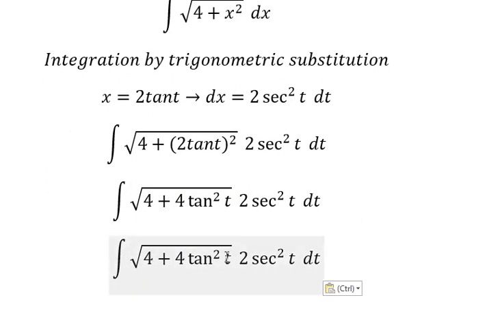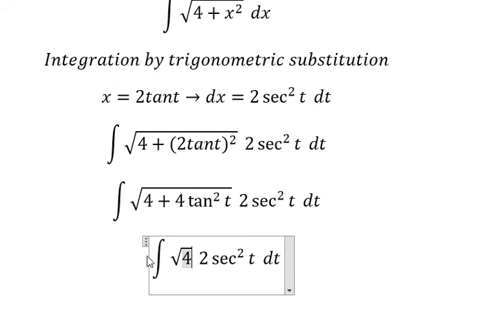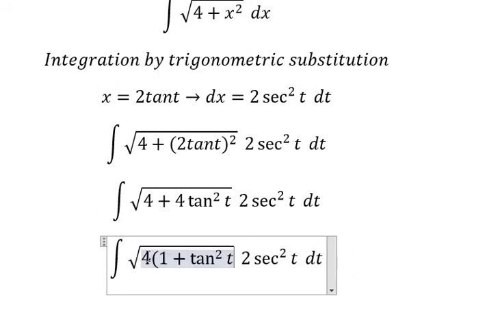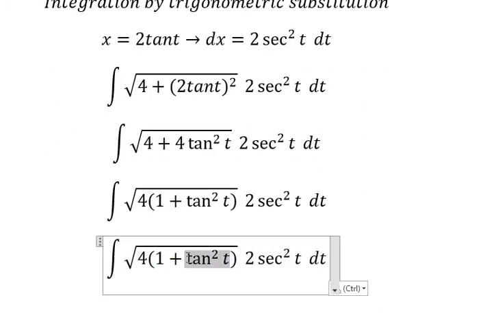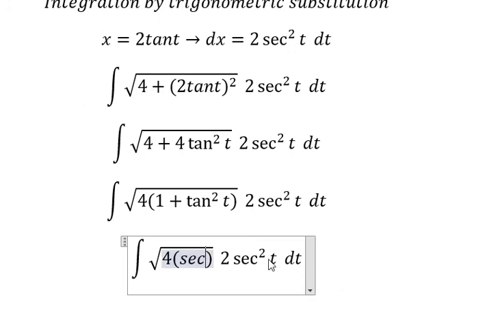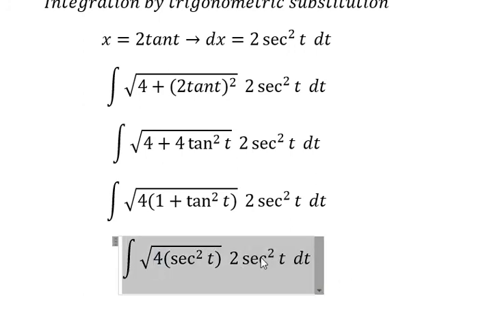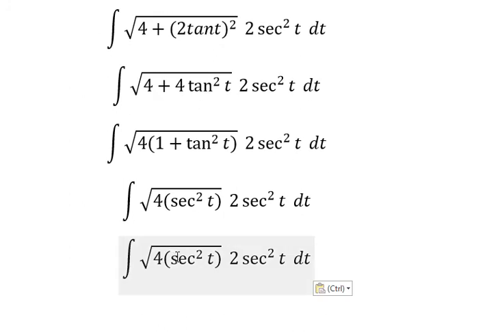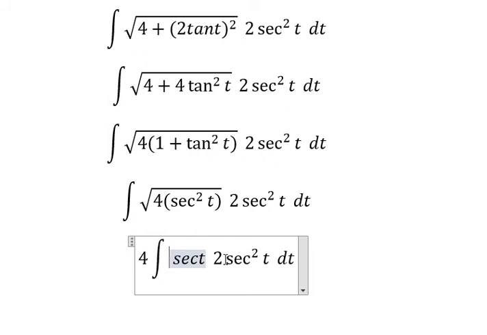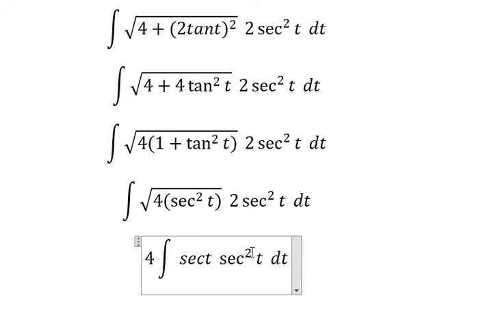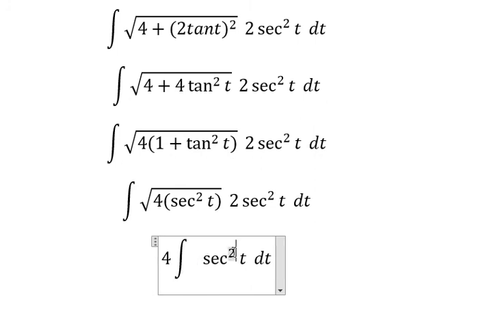Number 4 with number 4 we can do factorization. So this one we got secant squared t. The square root of this one you got 2 secant t. Number 2 with number 2 you got number 4. Secant t with secant squared t you got secant t to the power of 3.